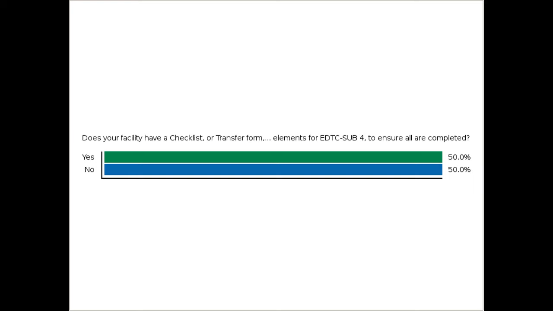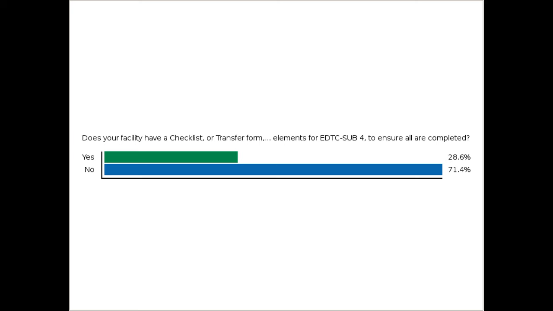So this leads me to sharing that transfer form and talking about the checklist. Some of the facilities shared that they have a checklist or a transfer form, and that they're going to share some of that information with us, which I will make sure to send to the group. I would like you to take the time to answer this yes or no: do you have a checklist or a transfer form that includes all 3 data elements for the ED Measure-4 to ensure that all are completed?